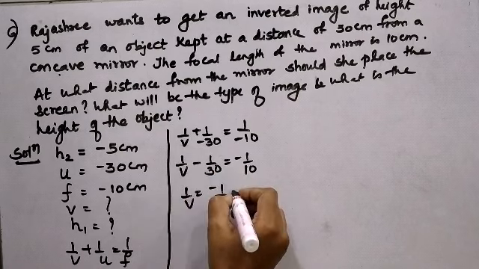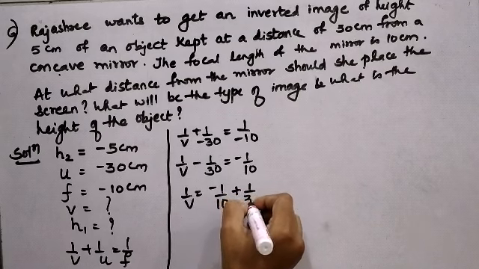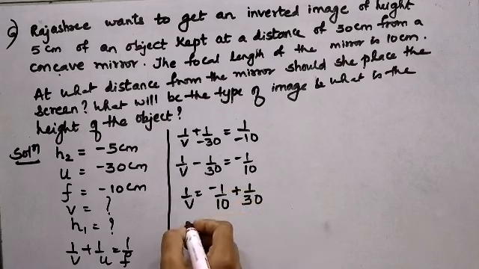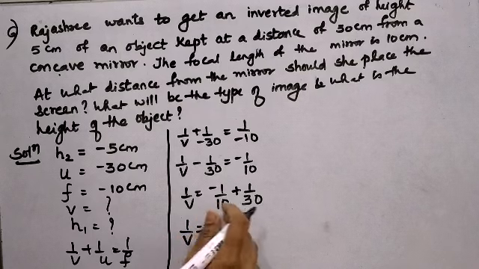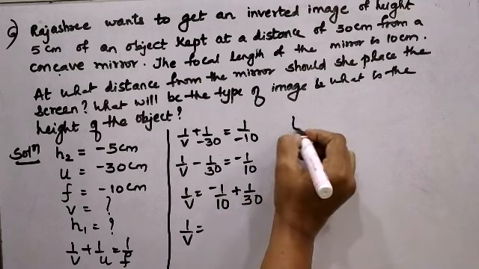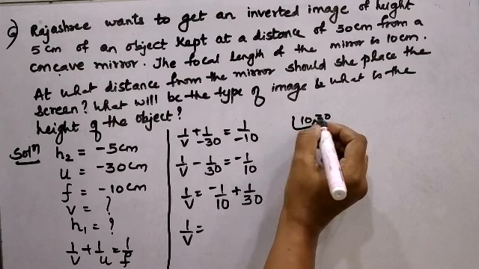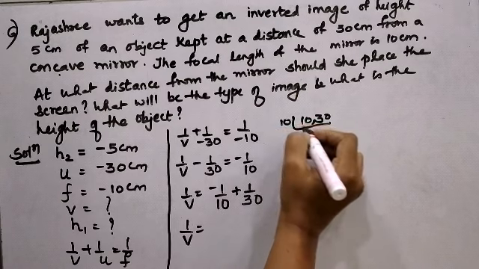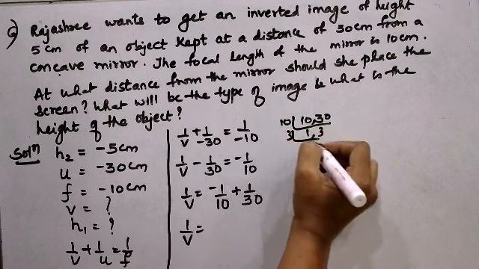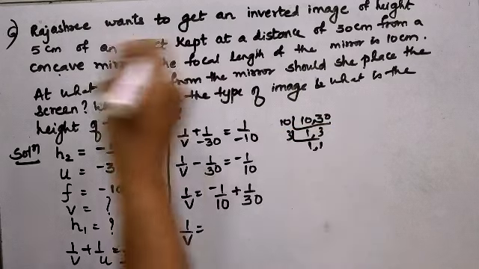This minus 1/30 we will shift to the right hand side. It will become plus 1/30. So 1/V, 30 and 10, these are the denominators. Actually the LCM is simple, but still if you want to calculate, directly I am taking 10 ones are 10, 10 threes are 30, and 3 ones are 3. So the LCM will be 10 threes are 30.